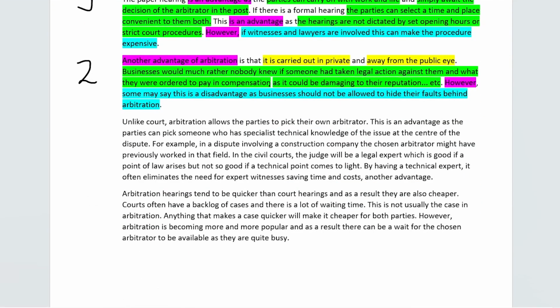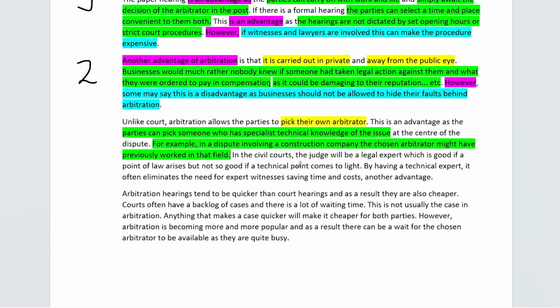So, on to the third paragraph. Unlike court, arbitration allows the parties to pick their own arbiter. This is an advantage, as the parties can pick someone who has specialist technical knowledge of the issue at the center of the dispute. So, he further develops his point. For example, in a dispute involving a construction company, the chosen arbiter might have previously worked in that field. So he uses an example to also further develop his point.